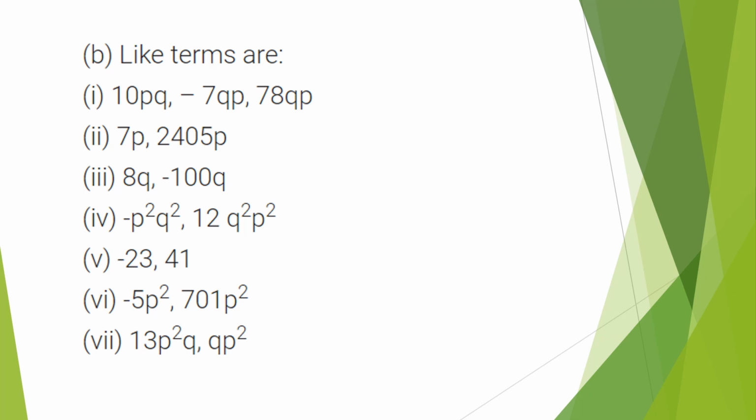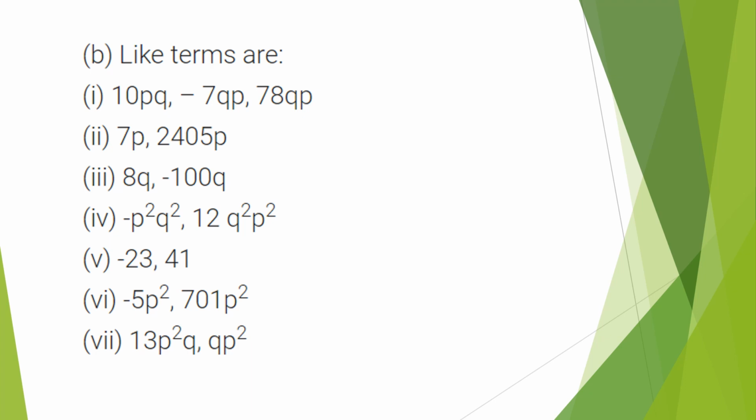So first we are writing the variable p and q with the power 1. So the terms are 10pq, minus 7qp and 78qp. Next with the variable p only. There are two terms, 7p and 2405p. And the third one is with the variable q. They are 8q and minus 100q. And the fourth one is variable p and q with the power 2. Both of them having power 2. There are two terms. They are minus p square q square and 12q square p square.